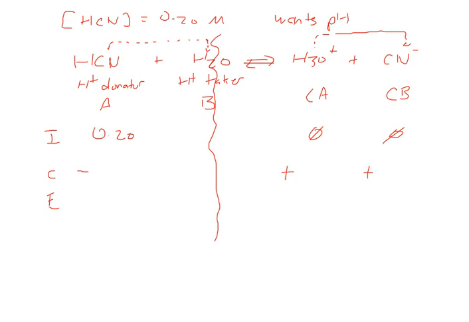But this time around, I actually don't know how much that amount is. So I have to say, well, it went up by an unknown amount x and finished off at x. And this one went down by an amount of x. And when it's finished, it's at 0.20 minus x.